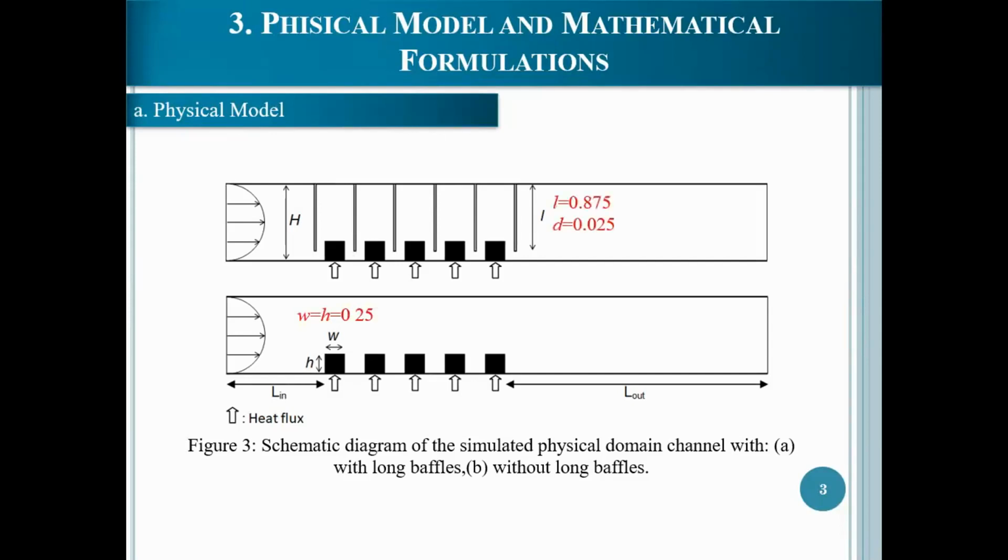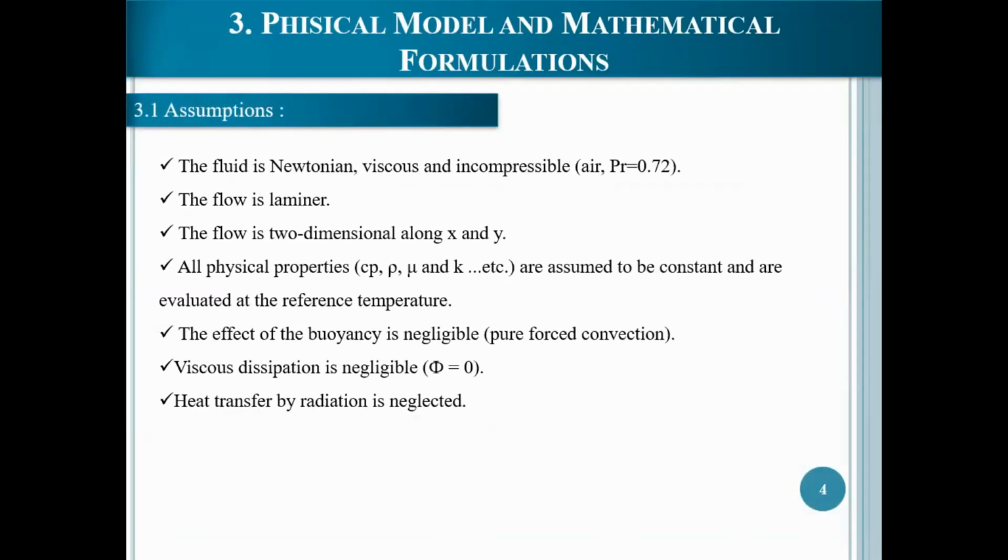For the first configuration, presented in figure A, long baffles with constant length and thickness are fixed on the upper wall of the channel. The second configuration is investigated without long baffles for comparison. In both cases, a uniform heat flux is imposed at the bottom of each block, and a flow with a parabolic velocity profile is applied at the inlet.